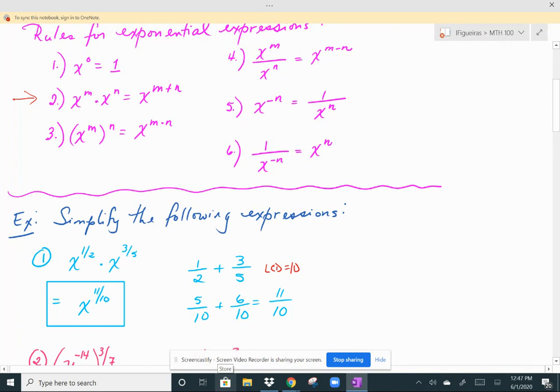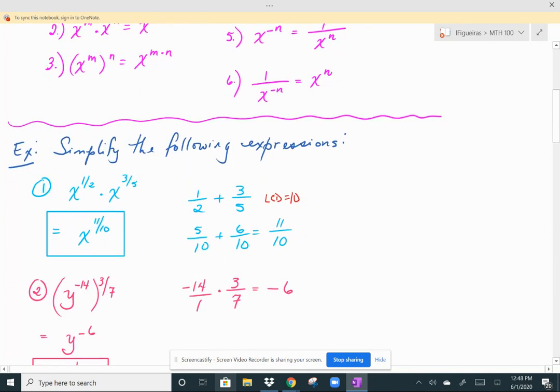So you want to always leave your fractions as improper fractions, not as mixed numbers, but just make sure they are simplified. So 11 and 10 have nothing in common, so you can't simplify them, but do not write it as 1 and 1/10. So you don't want to have mixed numbers in an exponent. That looks strange. So your final answer is x to the 11/10. Okay, so now we move on to the second example.